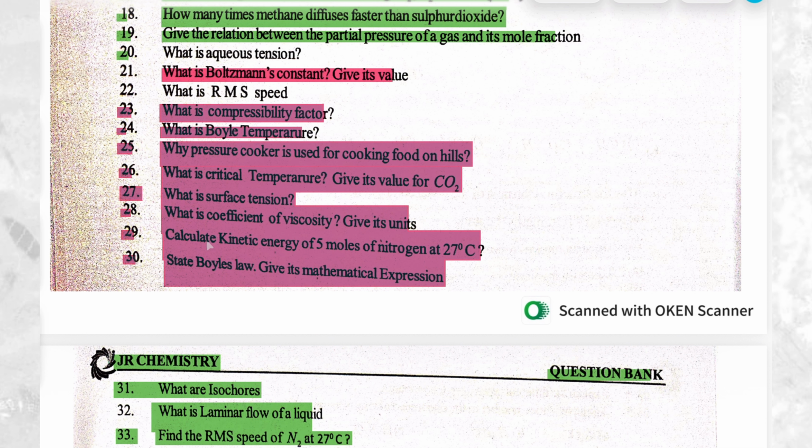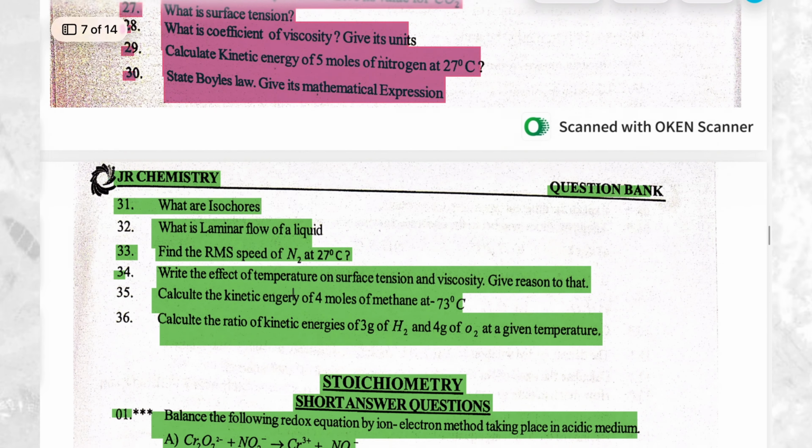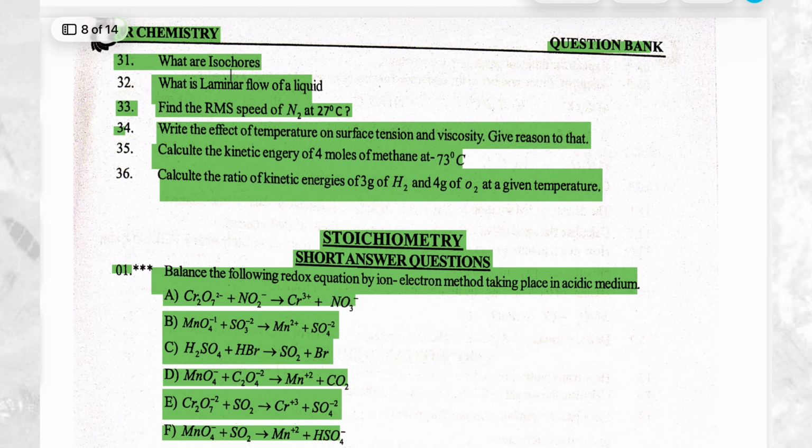And question 29 is a problem. Compulsory. In question 29 they are asking us to calculate the kinetic energy for 5 moles. Right? What is Boyle's law? Very less. Okay. Next one is ISO course, laminar flow. This is also important. Right? And this is 35, again the same question, kinetic energy, and 36 also. So from these three, one question will be compulsory.